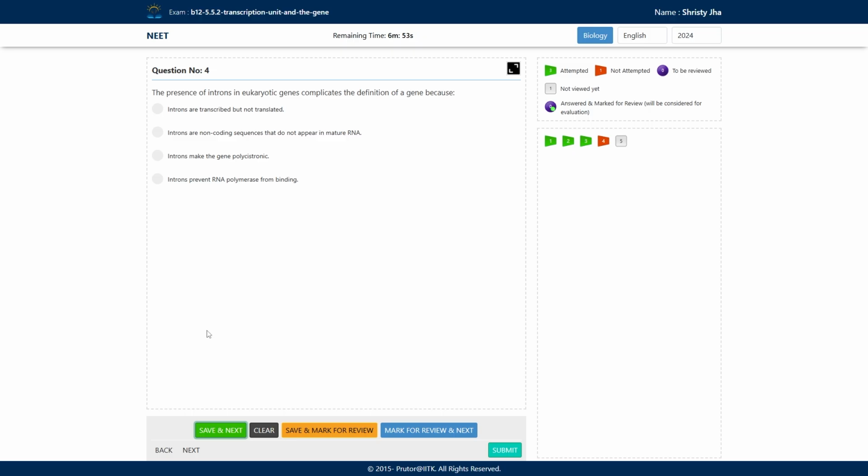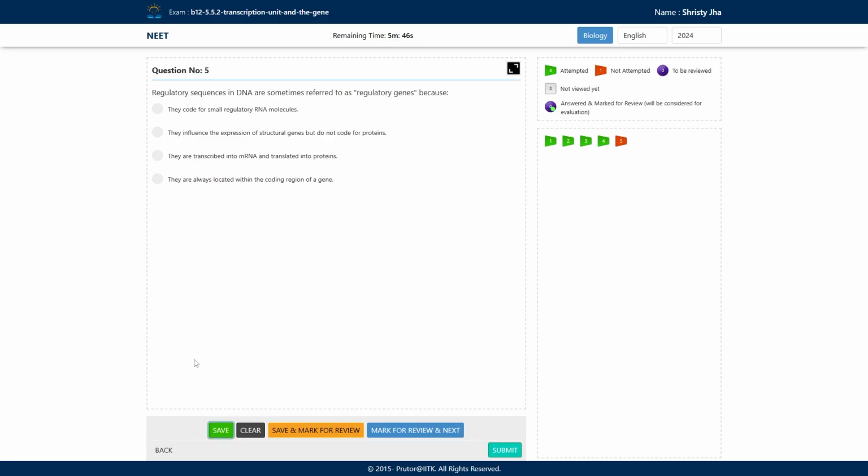Then, the presence of introns in eukaryotic genes complicates the definition of a gene because, first, introns are transcribed but not translated. Second, introns are non-coding sequences that do not appear in mature RNA. Third, introns make the gene polycistronic. Or fourth, introns prevent RNA polymerase from binding. We know that introns are transcribed but not translated. It is right that introns are transcribed but not translated, but the question is asking why the presence of introns complicates the definition of a gene, because these introns are non-coding sequences that are not going to appear in mature RNA. That's why. Do introns make a gene polycistronic? No, it's not like that. Do introns prevent RNA polymerase from binding? No, it is not like that.